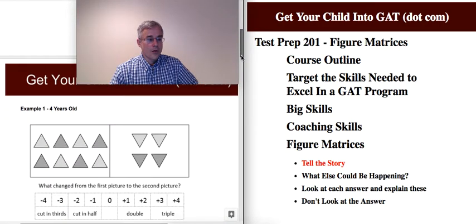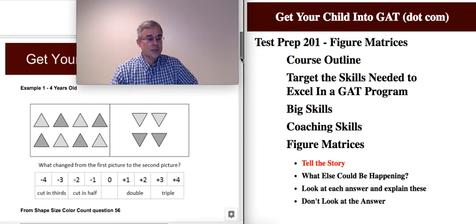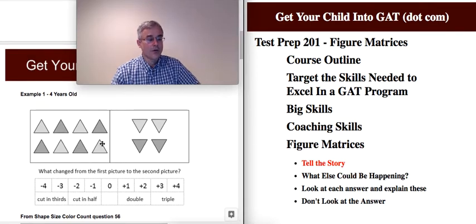With 4-year-olds, I like this question because there's a lot happening here, although I took this out of the quantitative section of shape, size, color, count. Here we have 8 triangles. Let's tell the story. We end up with 4 triangles, and by the way, they're pointing down. So we lost half of our triangles. That's one answer. We had 8, now we have 4, it's minus 4, which sounds kind of odd to be presenting to 4-year-olds, but we're on question 56 and it just works.